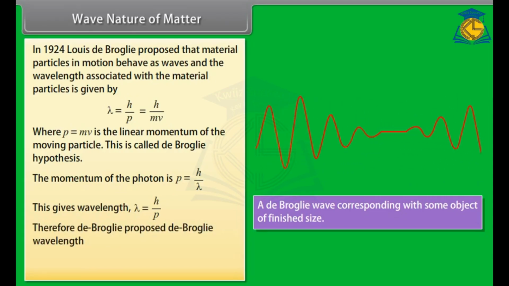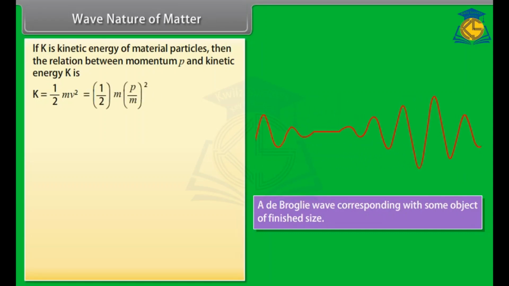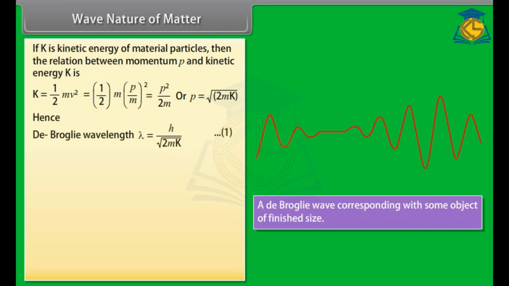This gives wavelength λ as h/p. Therefore, de Broglie proposed the de Broglie wavelength λ = h/p, which equals h/mv. If K is the kinetic energy of material particles, then the relation between momentum p and kinetic energy K is K = 1/2 mv², which is equal to 1/2 × m × (p/m)², which equals p²/2m, or p = √(2mK). Hence, the de Broglie wavelength λ = h/√(2mK), name it as 1.